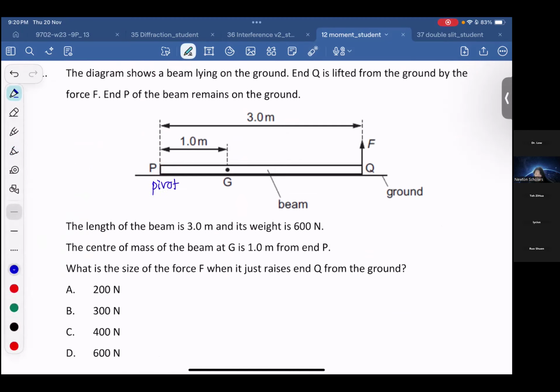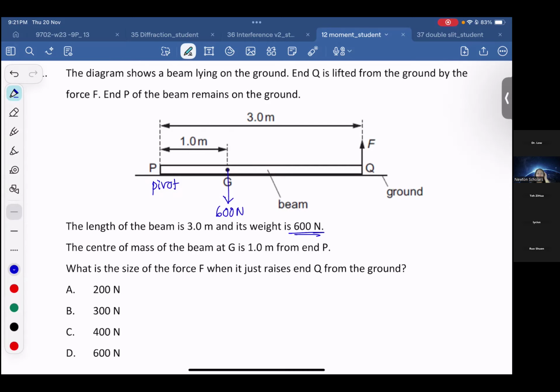The length is 3.0 meters and the weight is 600 N. But in the question, they don't label where the weight is, so we have to label it ourselves. We have to find where the center of mass is. In this question, they tell you the center of mass is at G. So we label this down: this is 600 Newton, the weight is here. They didn't label it, but they want us to label it by ourselves.